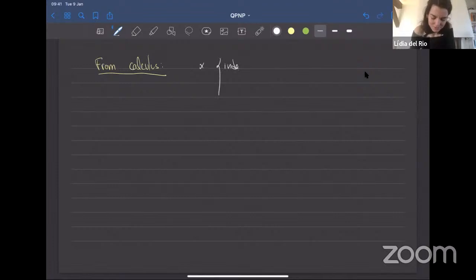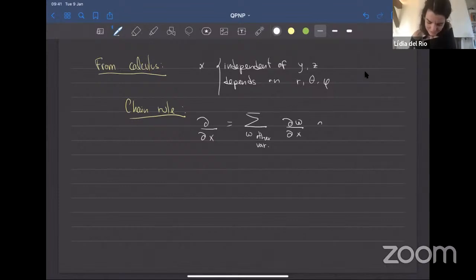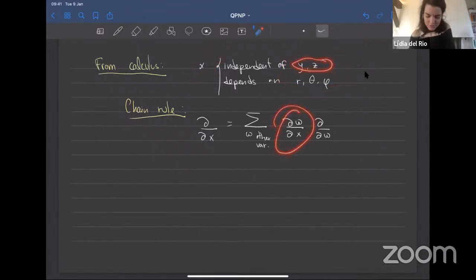So we have x that is independent of y and z, but it depends on r, theta and phi, right? In the way that we saw. So the chain rule for derivatives that you've all learned in calculus says that if we want to do a derivative in order of x, well, we take a sum over all the other variables w, of dw/dx times d/dw. In the case of x, even if you have all these other variables, it's independent of these two, so this thing is going to be zero for these two, so then we have only this left.